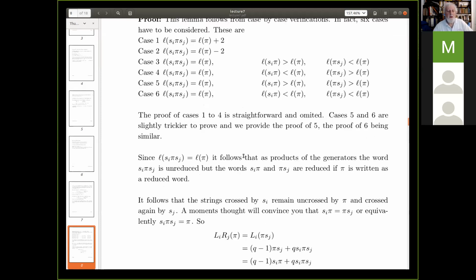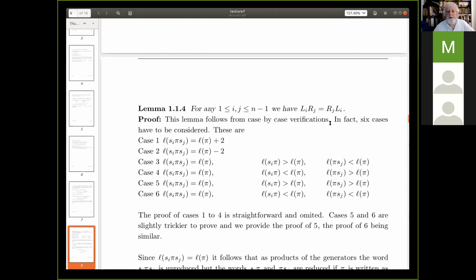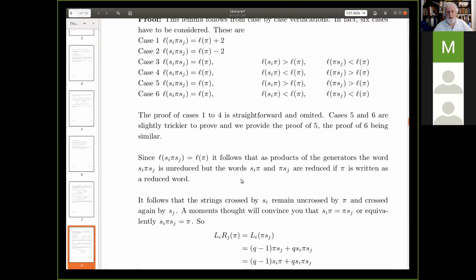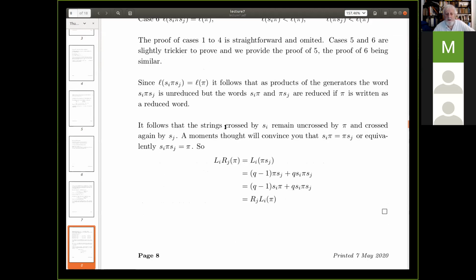Okay. So anyway, what are we trying to prove? We're trying to prove that Li, the left multiplication by any Si, and Rj, the right multiplication by Sj, commute. And there's a reason why we want to know that, which will be revealed very shortly. So I've tried to do the picture here. Okay.